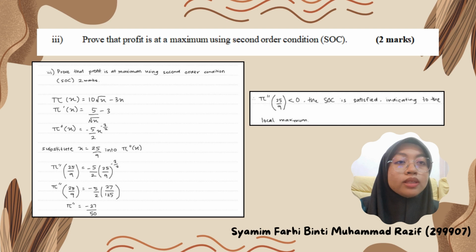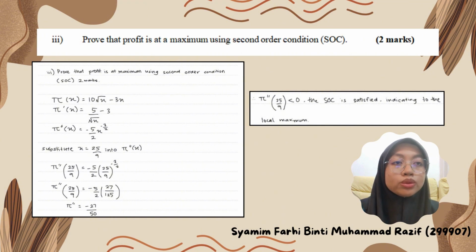So we will get pi double prime of 25/9 equal to -5/2 times 27/125. 27/125 is the answer after we solve the power of -3/2.